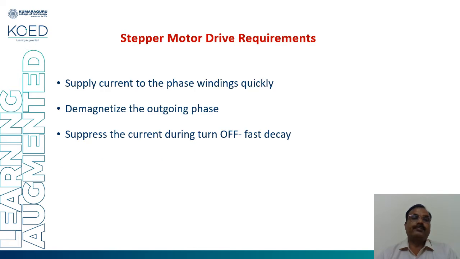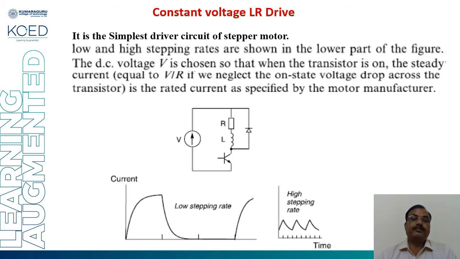The stepper motor drives are meant for supplying the current to the phase winding quickly, that is energization, in a fast manner. And also during turn off, the demagnetization is to be performed in the outgoing phases, not affecting the incoming phase. So it has to suppress the current quickly during turn off.